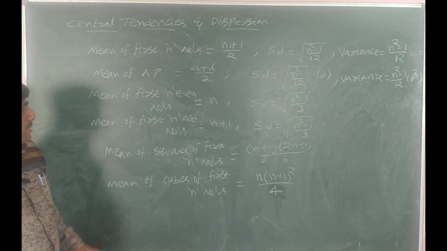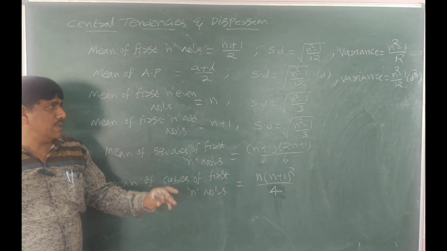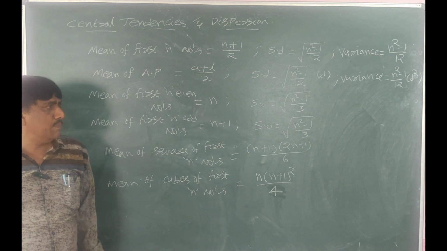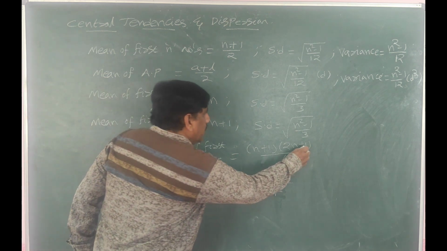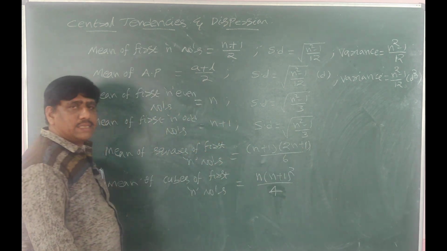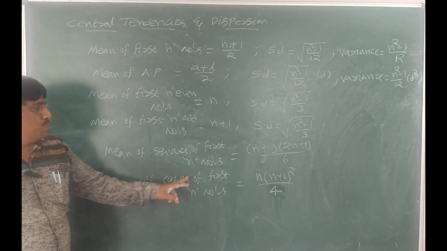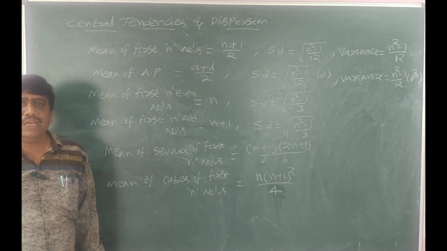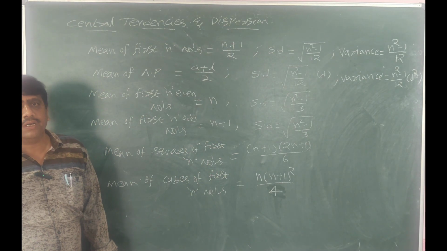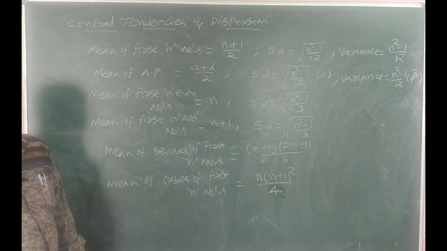And the arithmetic mean of squares of the first n numbers is (n plus 1) into (2n plus 1) by 6. And the arithmetic mean of cubes of the first n numbers is n into (n plus 1) whole square by 4. These are the formulas which you have to remember.